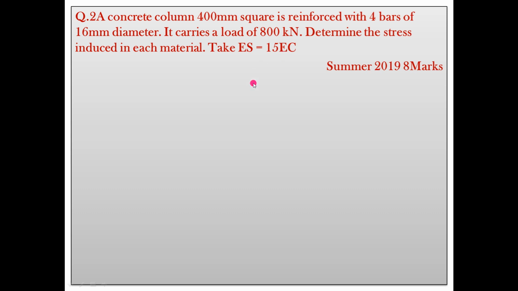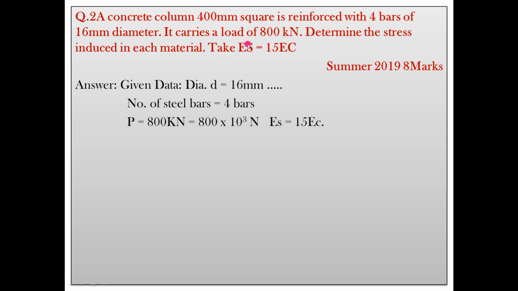Now we come towards the solution. First of all, write down the given data. The diameter is 16 mm. The number of steel bars is 4. The load is 800 kilonewton, which converted into newton is 800 into 10 raised to 3 newton. And the relation of Young's modulus of steel and concrete is ES is equal to 15 into EC. That much data is given in this problem.